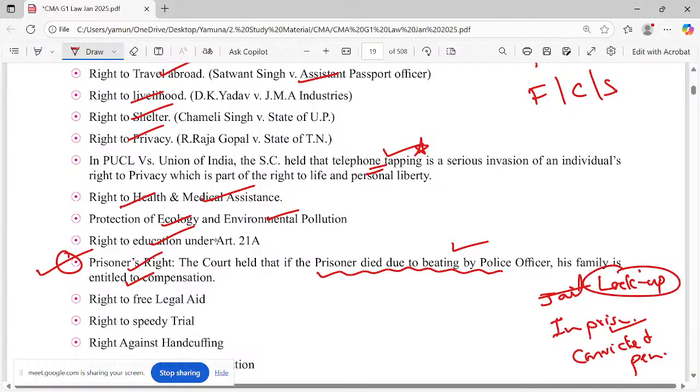Lockup means proceedings are going on, or we are trying to find some evidence against you. It is a risk to let you out, so we put you inside, in lockup. Where is a lockup? It is in the police station. Imprisonment means complete jail, the prisoner state. So if a prisoner died due to beating by the police officer, even a prisoner has the right to live. Even if they did wrong, there is imprisonment.